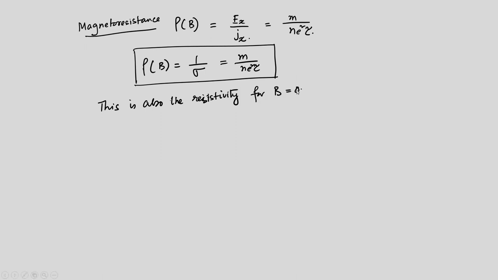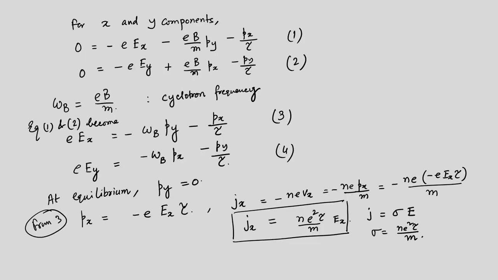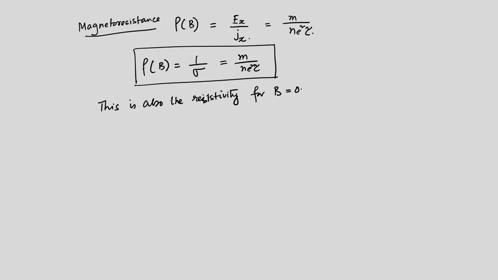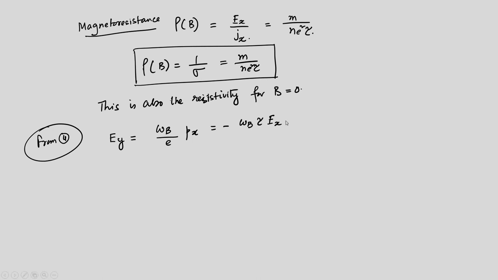Okay. And this is of course, as I said, independent of B. Now, let me show you the second equation, which we haven't used much, or fourth equation rather. Let's see what that gives. From 4, what one gets is that E_Y is equal to omega_B over e times P_X, equal to minus omega_B tau E_X. So that gives you E_Y equal to this.